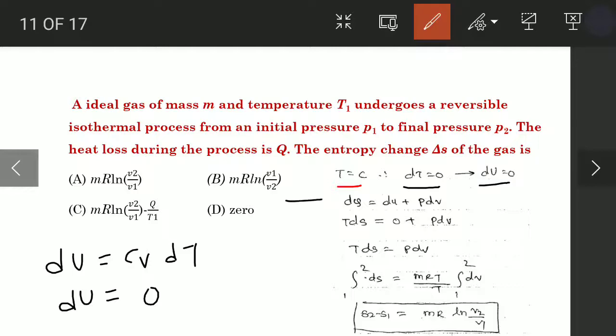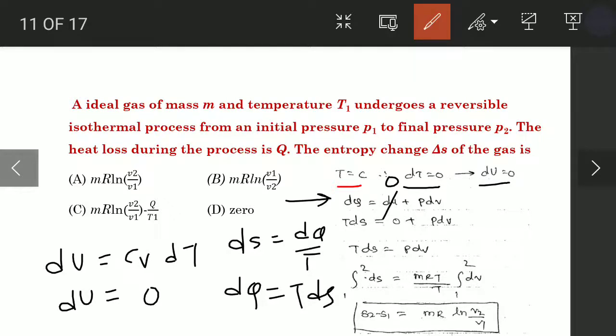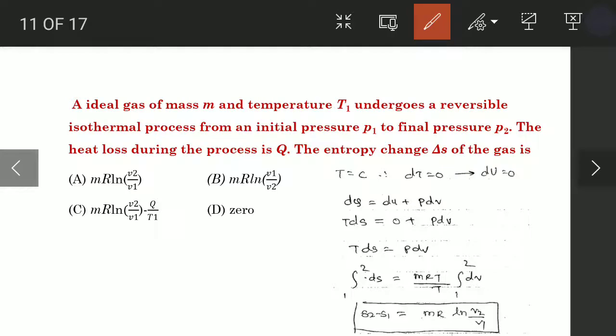Then from the first law we can write dQ is equal to dU plus PdV. As it is an isothermal process, dU is 0, so dQ is equal to PdV. And from the definition of change in entropy, dS is equal to dQ by T, or dQ is equal to TdS. So we can substitute here: TdS is equal to PdV. This formula we have derived. Now integrate it.